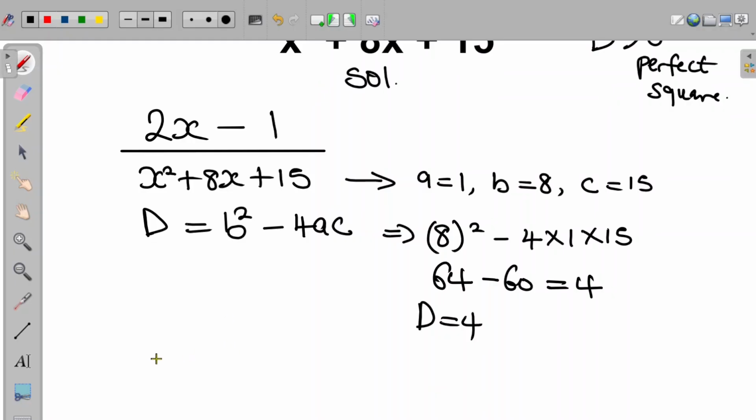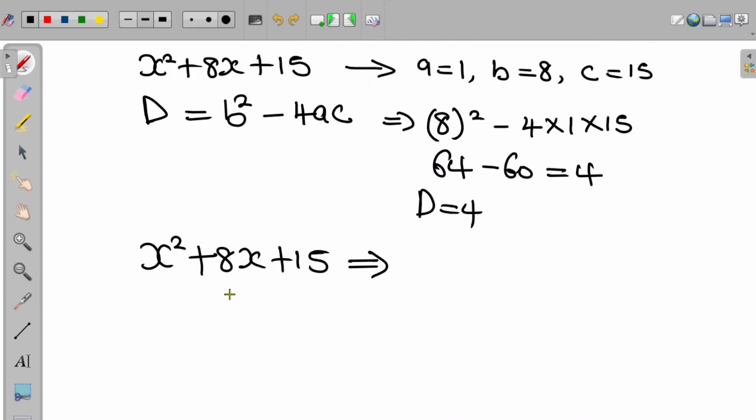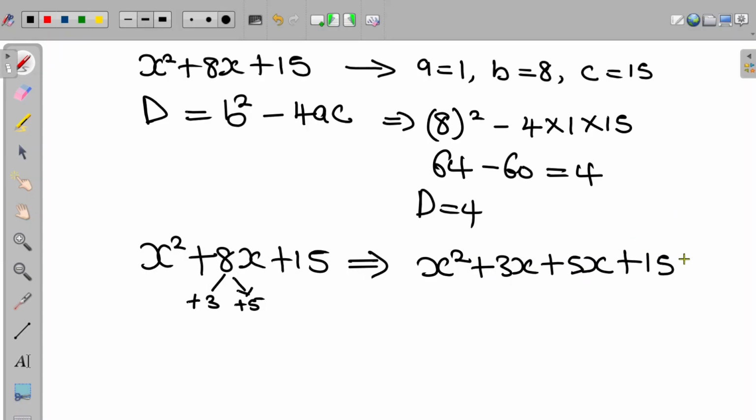So we have x squared plus 8x plus 15. Now, to factorize this expression, we have to look for two integers whose sum is equal to 8 and whose product is equal to 15. And those two integers are positive 3 and positive 5. So this becomes x squared plus 3x plus 5x plus 15.